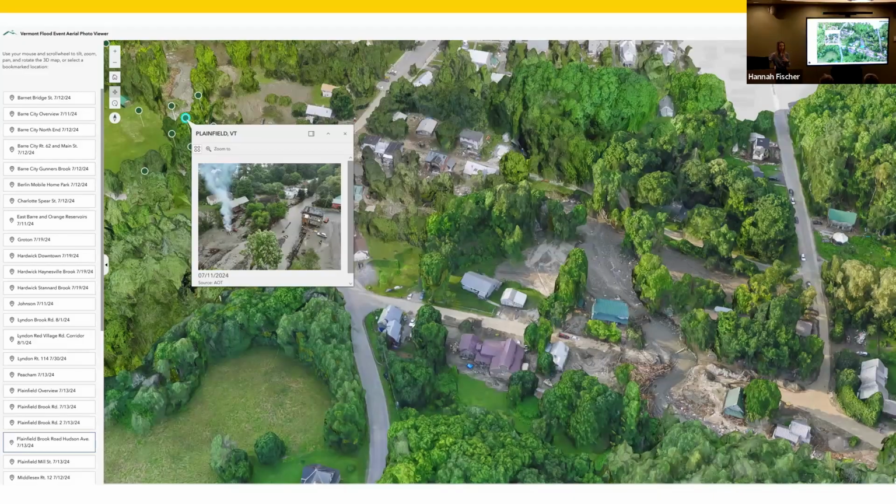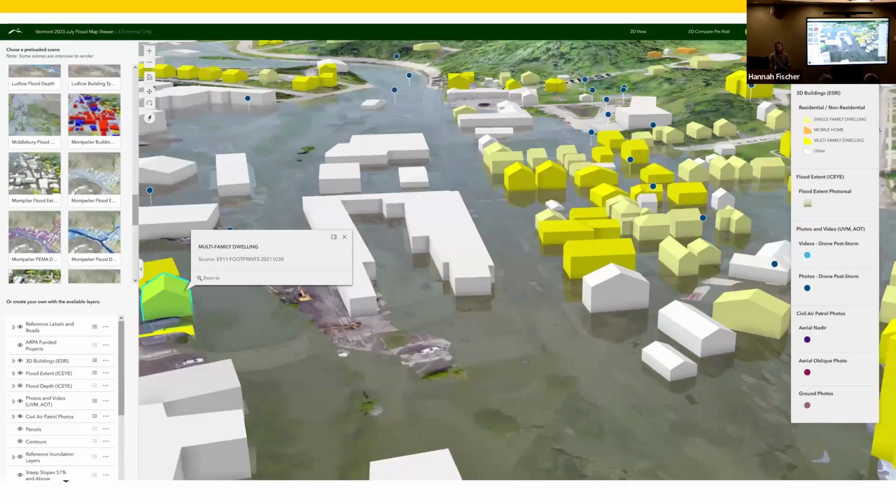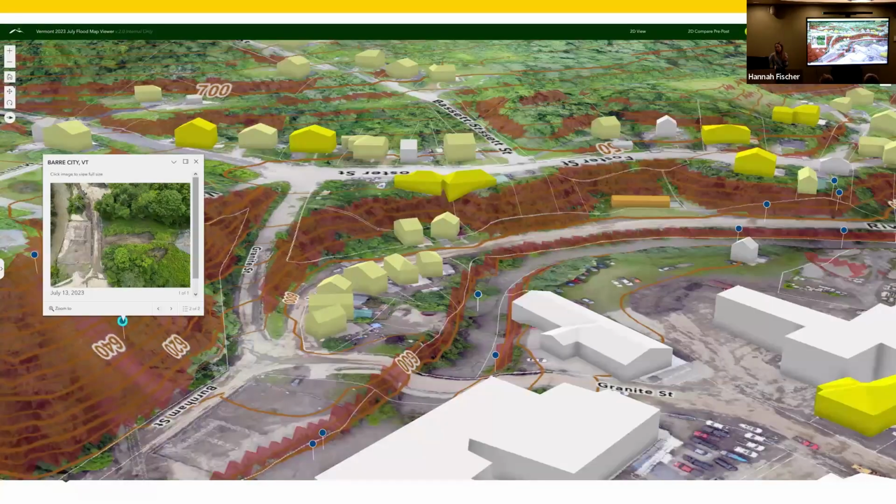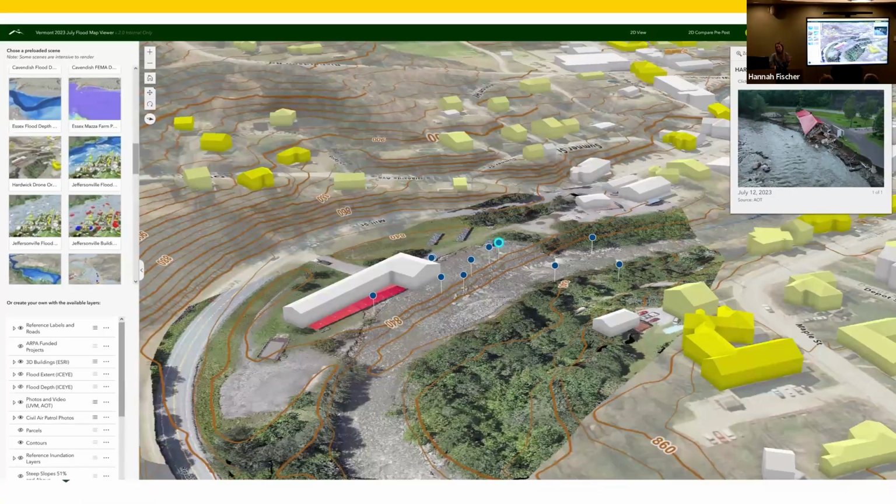So thinking about it, it's not just the immediate flood, but it's then the aftermath of what happens with all of this. You can look at damages around 3D buildings. And then this is looking at different elevation and what might be at risk for landslides. And then this is kind of similar.